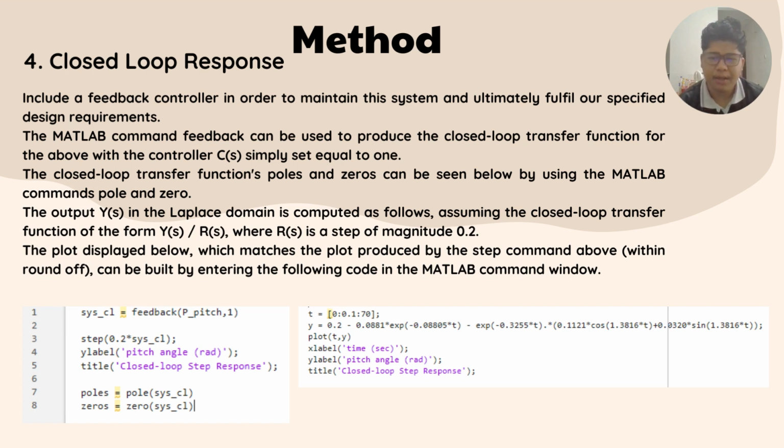The closed loop transfer function's poles and zeros can be seen below by using the MATLAB commands pole and zero. The output Y(s) in the Laplace domain is computed as follows, assuming the closed-loop transfer function of the form Y(s) over R(s), where R(s) is a step of magnitude 0.2. The plot displayed below, which matches the plot produced by the step command above within round off, can be built by entering the following code in the MATLAB command window, which is on the slide.